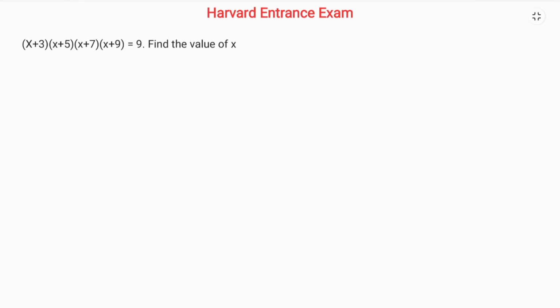So in this question we just have to find the value of x when x plus 3, x plus 5, x plus 7 and x plus 9 is multiplied and the result is 9. So I would like you to try this question first by yourself and then come back to the video for the solution.